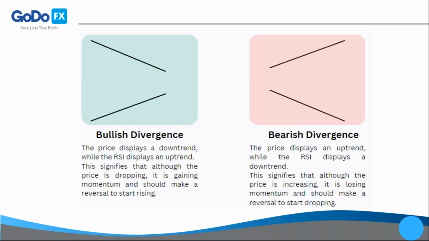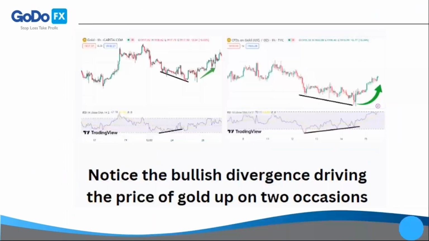On the other hand, in the bearish divergence, the price displays an uptrend. On the opposite, the RSI displays a downtrend. This signifies that although the price is increasing, it's losing momentum and should make a reversal to start to drop. In an exemplified photo, we see that the gold in two occasions had bullish divergence, and after that divergence, its price went up. The RSI divergence is critically important, and you can always rely on it when you are performing a price analysis and trying to predict the future price move.